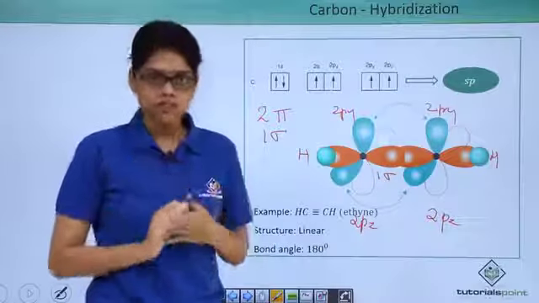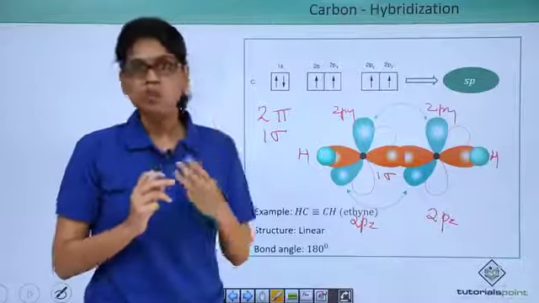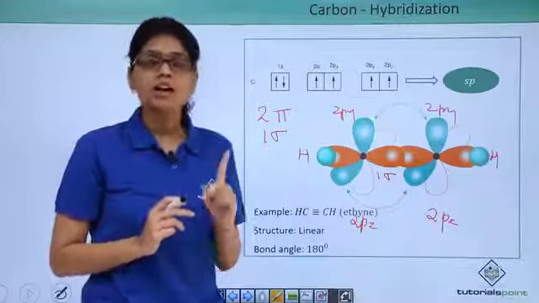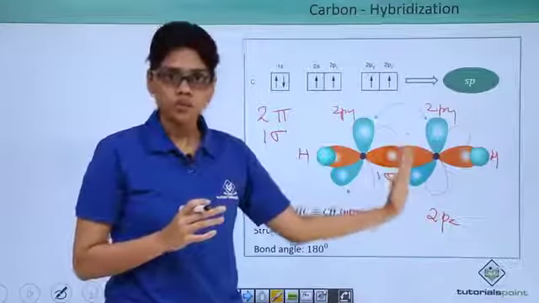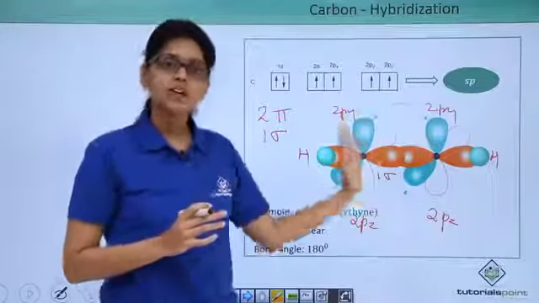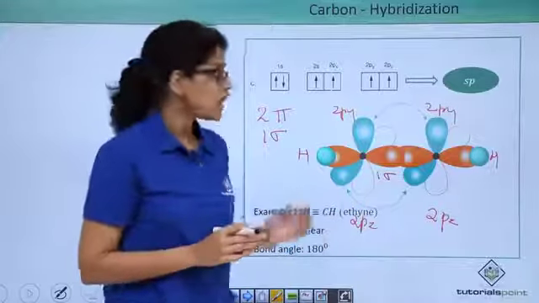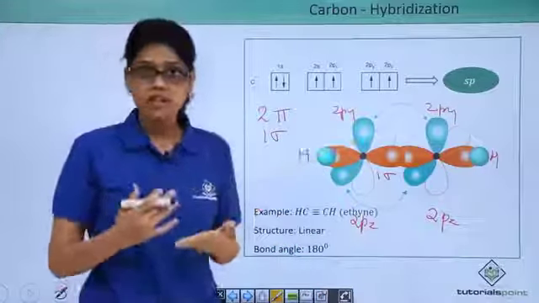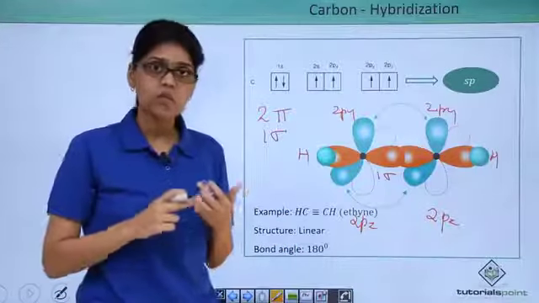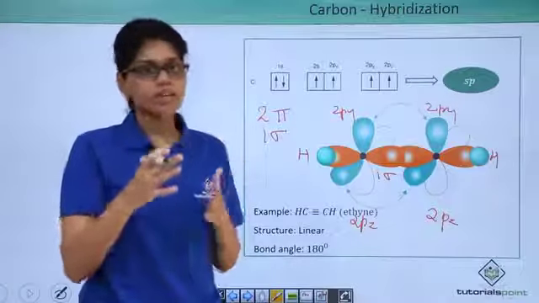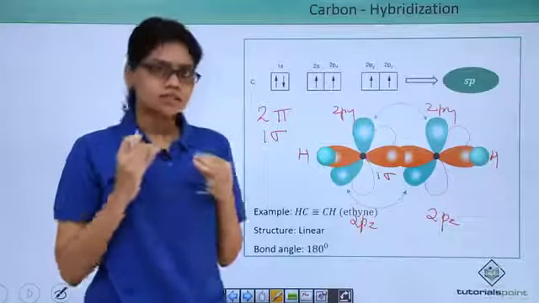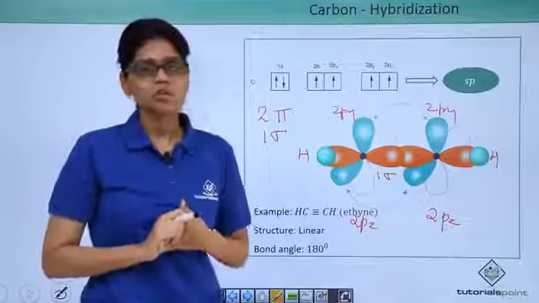It's very important to understand that when a triple bond is involved, we have one sigma and two pi bonds, mainly due to the two parallel overlaps between 2pz and 2py. So I hope you are clear on all the different hybrid states, sp3, sp2, sp, the different structures involved and the bond angles involved. Let us try to understand hybridization by taking a few examples.